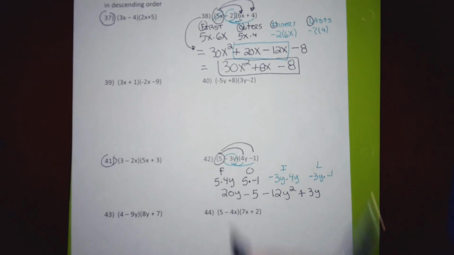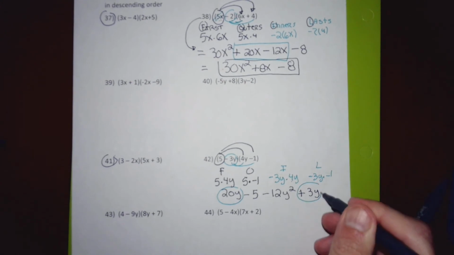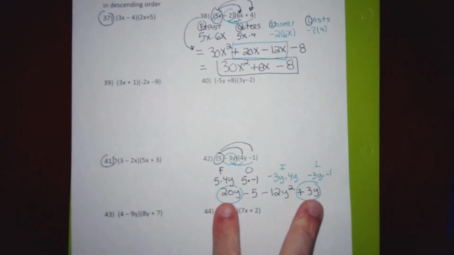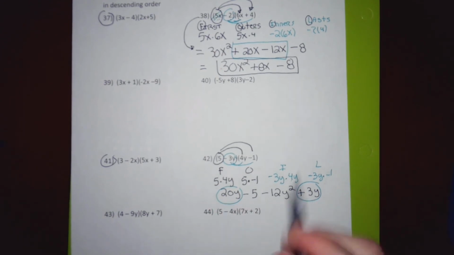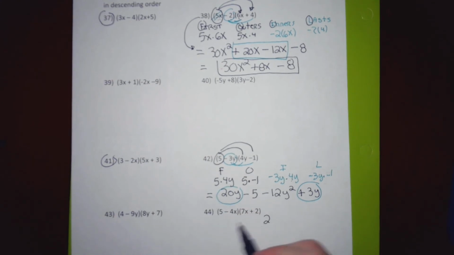To simplify this, I need not only to combine like terms, but I need to write it in a nice order. So one of the parts of my answer is going to come from combining 20y plus 3y. That's going to be 23y. Again, I should be writing equal signs because what I'm writing is equal to the original problem. So part of my answer is 23y.